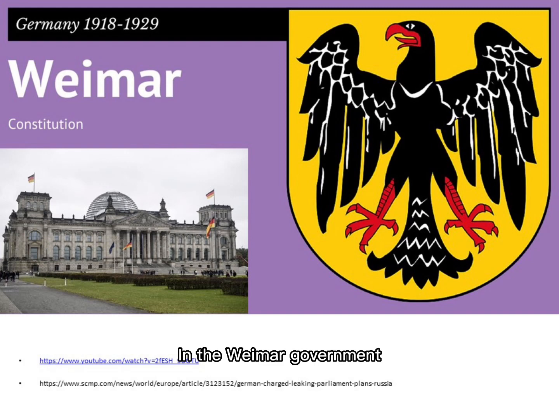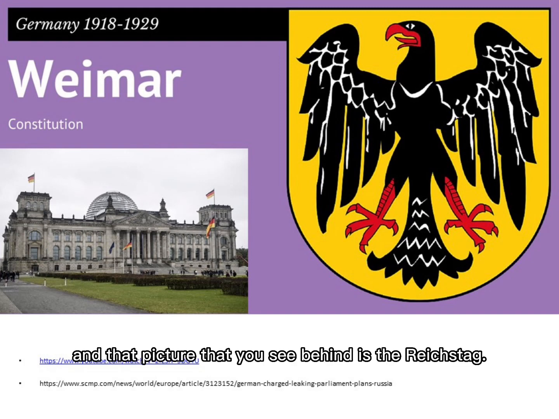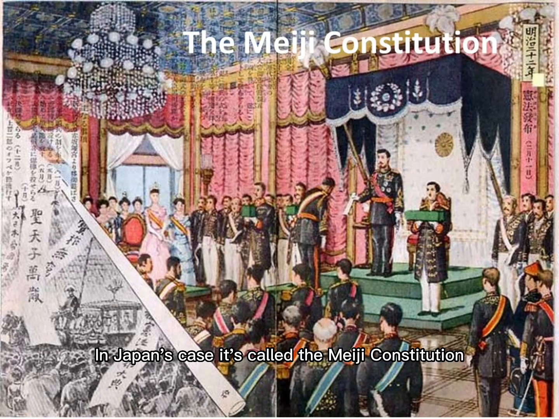In the Weimar government, the constitution is called the Weimar Constitution, and that picture that you see behind is the Reichstag. In Japan's case, it's called the Meiji Constitution, and the Meiji Constitution is supposed to be a gift that's given by the emperor to the people. Now we have very different starting points for the development of democracy.